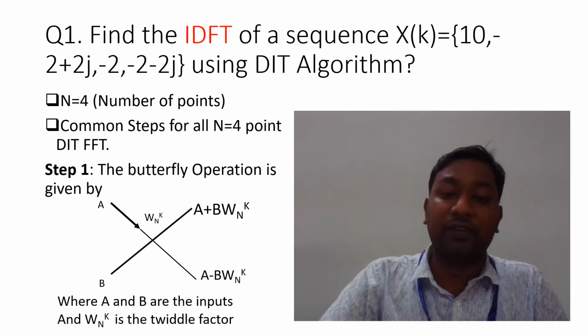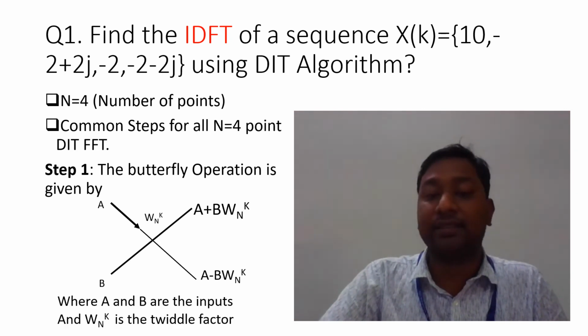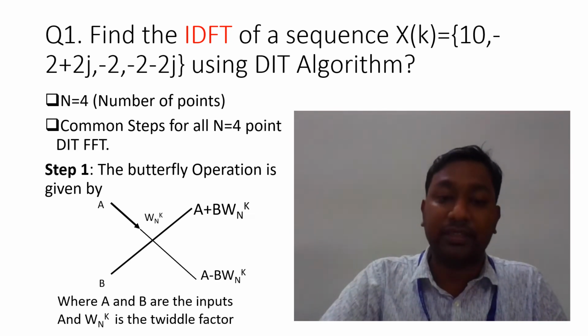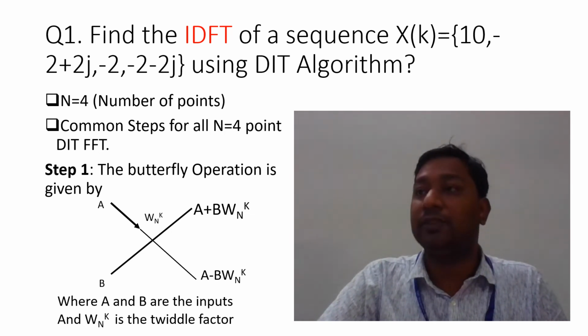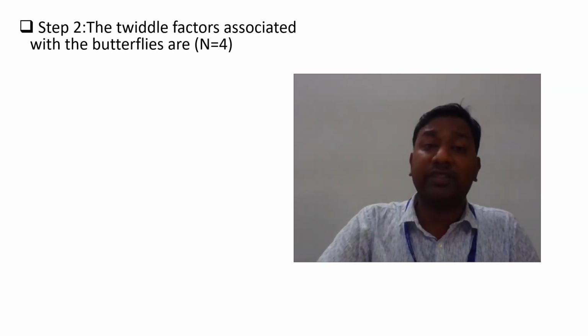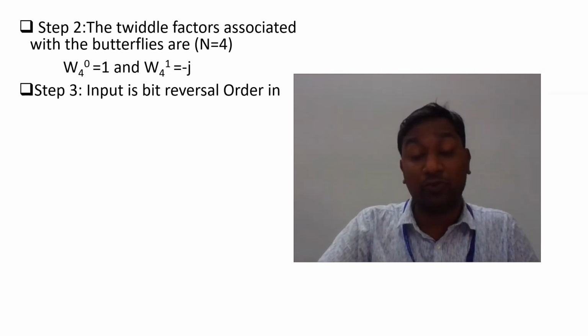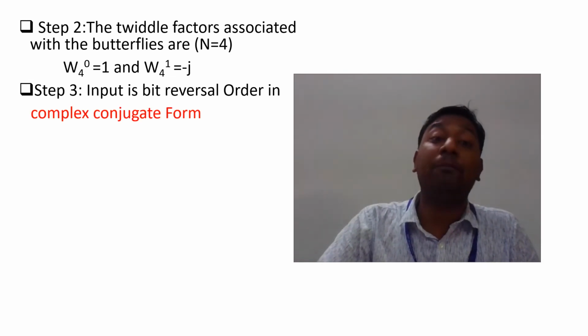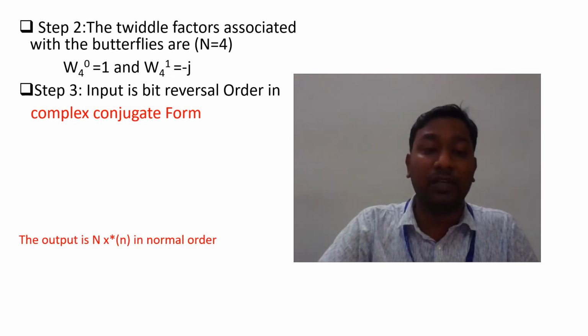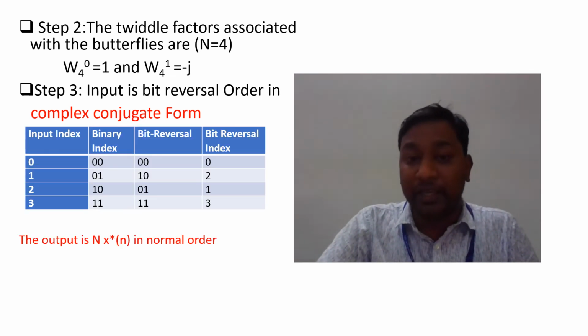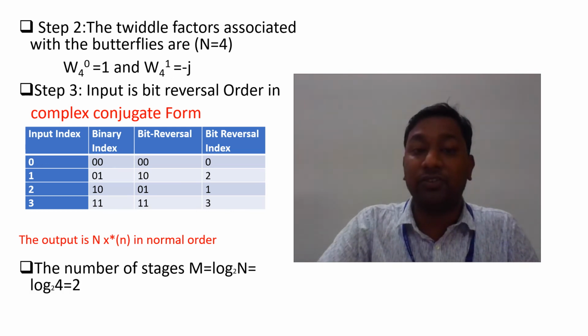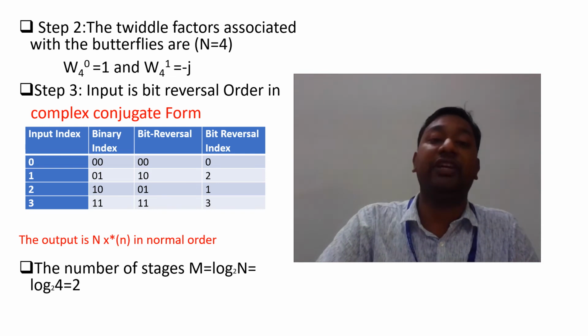The butterfly diagram is common for DFT as well as IDFT using DIT algorithm. So that is a common butterfly diagram for DIT DFT and DIT IDFT, for both cases. Now see what the changes are. In step 2, the twiddle factors associated with the butterflies for N equal to 4 are the same: omega 4 to the power 0 is 1 and omega 4 to the power 1 is minus j. And the input is in bit reversal order but in complex conjugate form. What does complex conjugate mean? If a plus bj is there, the complex conjugate of a plus bj is a minus bj.